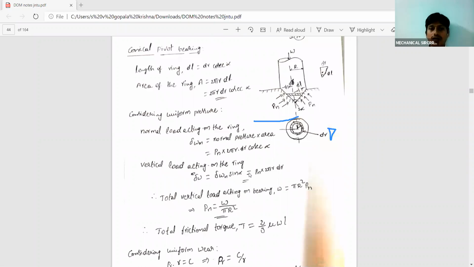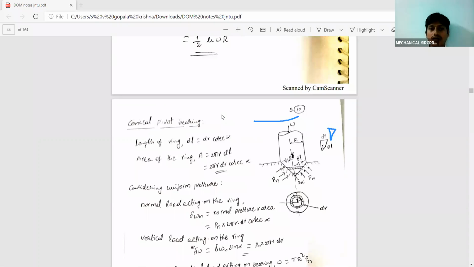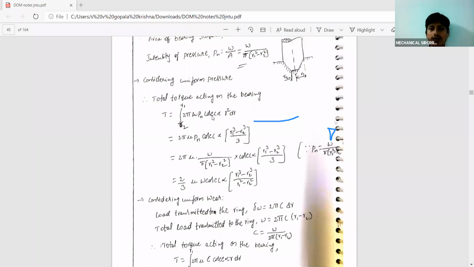Why? Because this surface has some inclination, and that inclination is indicated with the help of cosecant alpha. So P is replaced with Pn and cosecant alpha is added here: 2 pi mu Pn cosecant alpha r square dr.